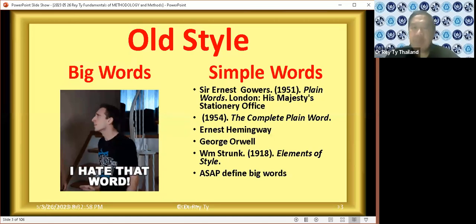In the past, we were used to using big words, and the more people didn't understand us, we thought the better our writing was. But times have changed. One book written for the Queen's Office for the United Kingdom, called The Complete Plain Word, was reproduced again and again, and is even now a textbook for bureaucrats in the United Kingdom. It requires people to write as simply as possible, even if you have a very difficult concept you want to share.